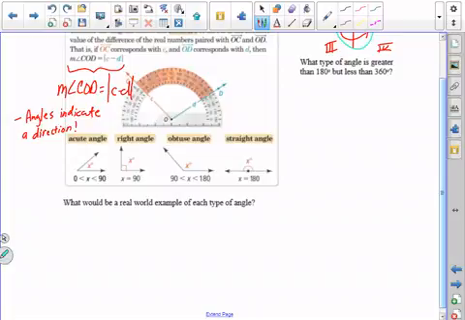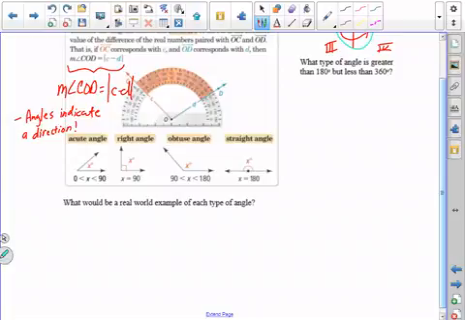So at this point, I would like you to pause the video and come up with a real-world example of each type of angle. And what I would like you to do is, in the comment section of the video in the Google Classroom, give what you thought was your best one out of the 4. Which is the example that you thought would be the best one? So an example of an obtuse angle, for instance.